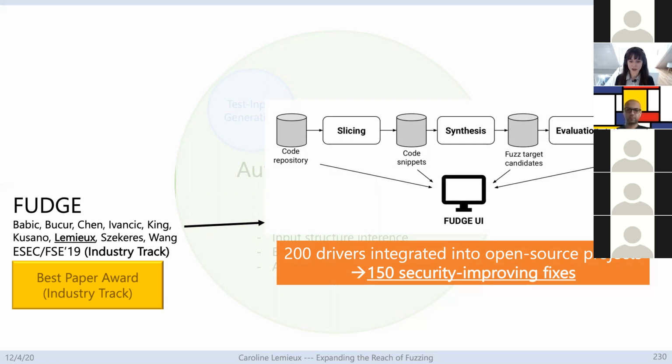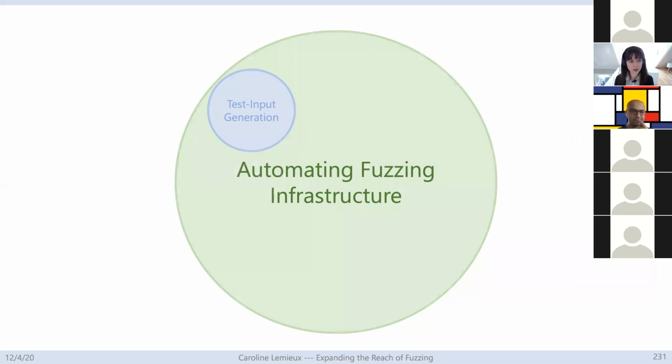And this ended up with over 200 of these automatically generated drivers being integrated into open source projects. That alone resulted in over 150 security improving fixes to these projects. And this is a big advantage even without having to refine our fuzzing algorithms further. So that is one big space of expansion that I'm going to target next.